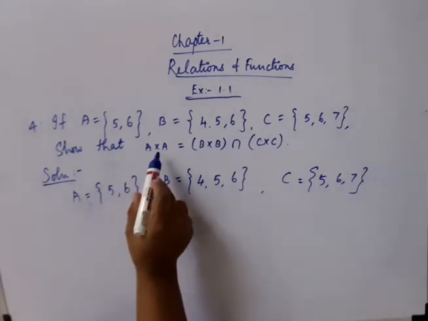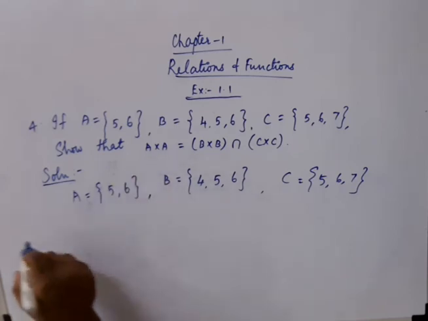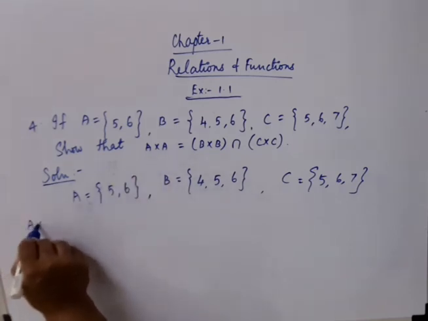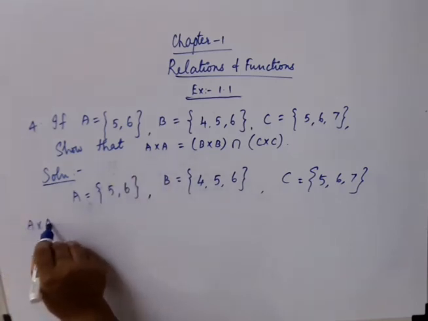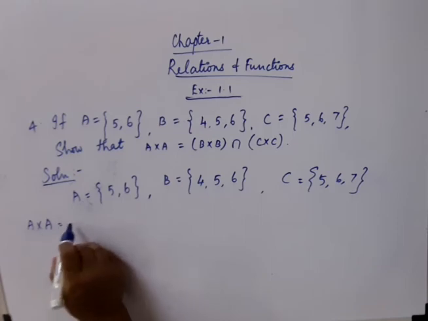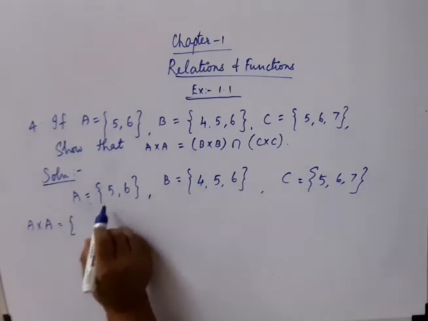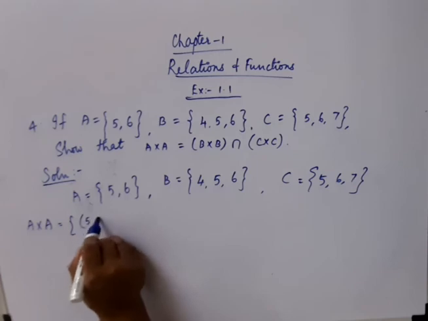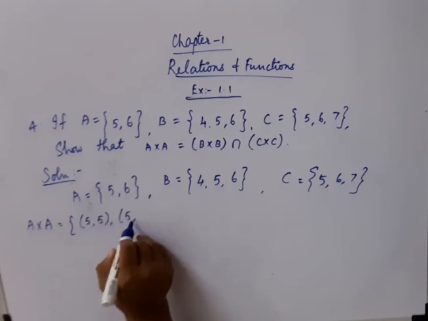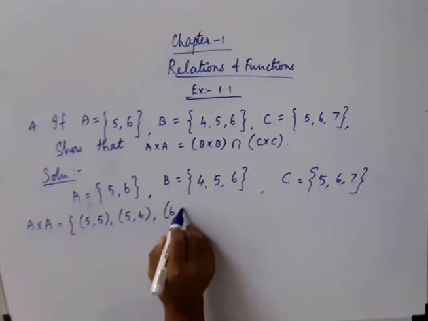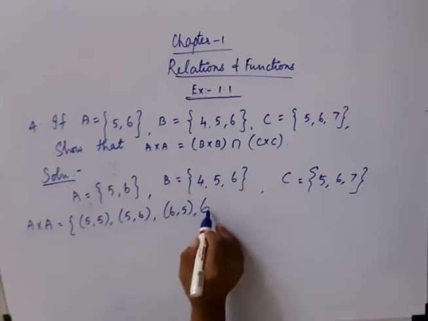We need A cross A in the left hand side. So find A cross A. A cross A is the cross product of A with itself. So you'll be having it as (5,5), (5,6), (6,5), (6,6).